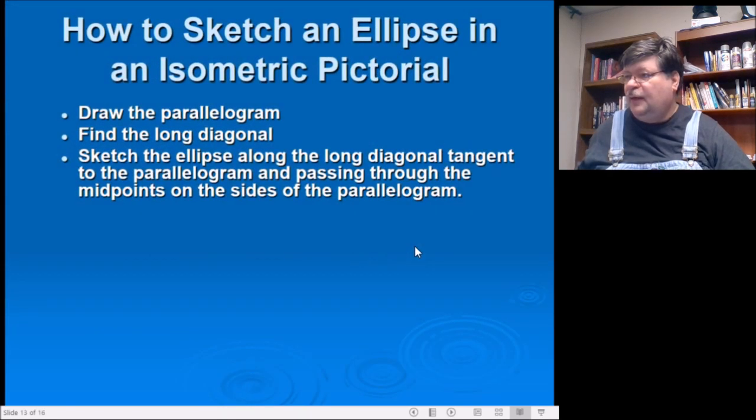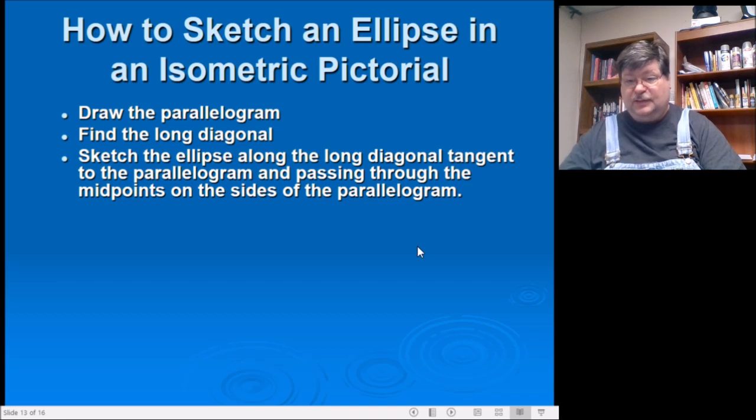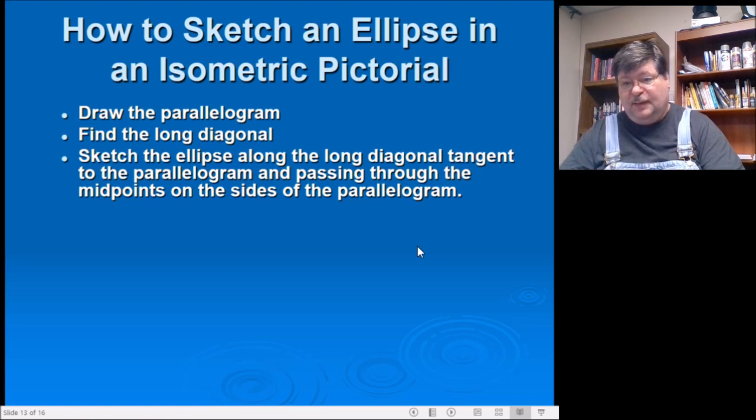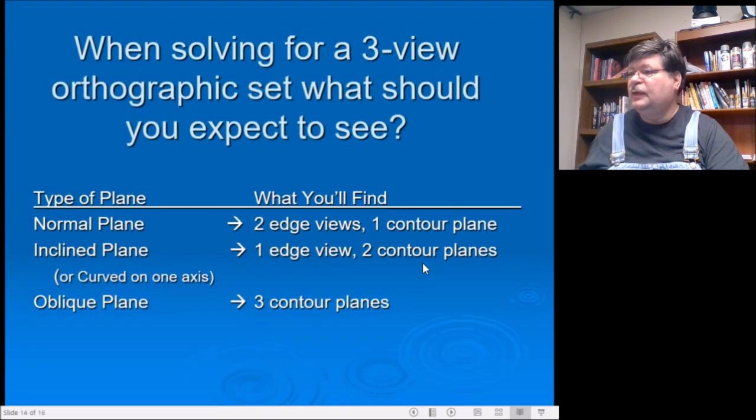Wrong way. How to sketch an ellipse in an isometric pictorial. That will come next week in an example problem, because you will have one of your parts you'll have to draw. One of your problems, you'll have to draw an isometric of a cylinder. Whenever you have a circle on an angle in isometric, a 3-dimensional part, it doesn't look like a circle. It looks like an ellipse. So I'll show you how to draw an ellipse on isometric paper.